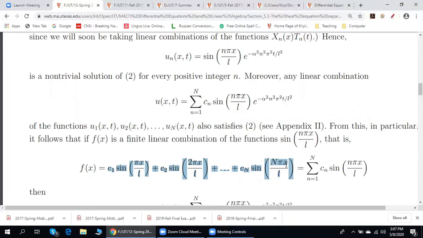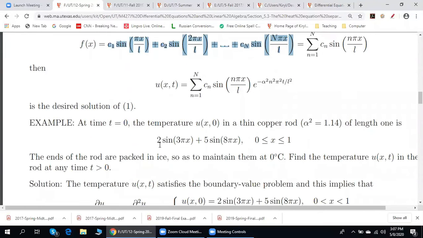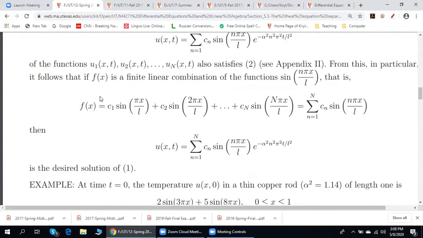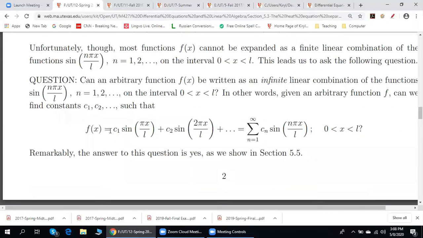Well, for some functions, it is possible. For example, for this function. However, if f of x is equal to, say, 1, it is impossible to find numbers C1, C2, and so on, Cn, such that 1 is equal to this. Fortunately, if instead of a finite sum, we consider an infinite sum, then the answer is yes.